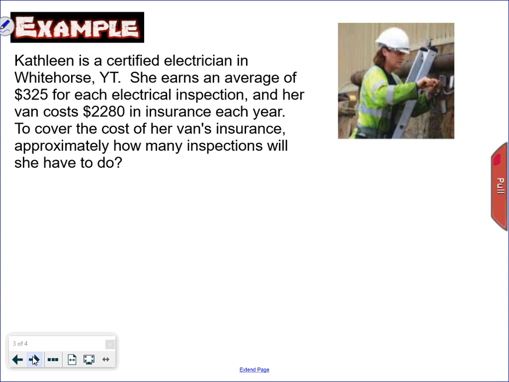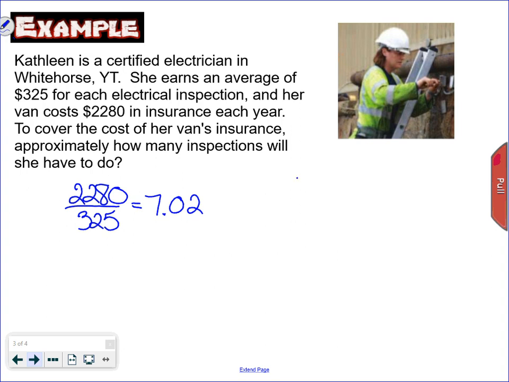So for this, all we need to do is take the cost of the van and divide out how much she makes for each electrical inspection. So when we do that, we get 7.02. So we need to decide, does she need to do 7 electrical inspections to cover the cost of the van's insurance, or does she need to do 8?